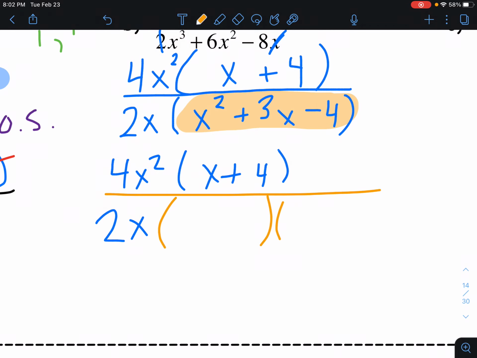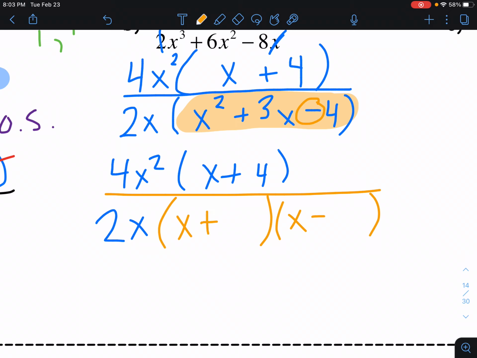So my trinomial, we're going to break up into 2 binomials. It's a nice, easy trinomial this time around. So x and x. Look at your C term to determine your signs. Your C term is minus, so what are your signs supposed to be?